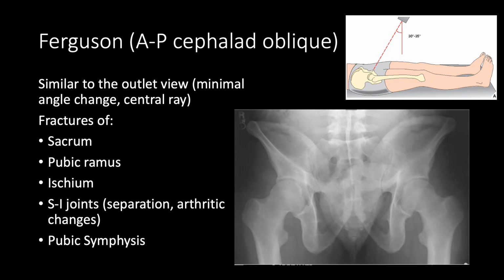Then we have the Ferguson, which are more oblique views. So we're going to be using more of an angle of the camera here, using the x-ray beam with the film underneath, so you get more of an oblique view, so you can see more of the acetabulum here. And you're also looking for a better view of the sacrum, so you can see the sacrum and coccyx here. So any type of fractures in the pelvis, and specifically the pubic ramus, will be evident more on these Ferguson views.